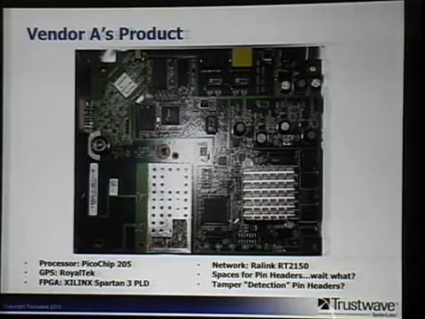This is Vendor A's product. I'll let Jack talk about Vendor A since he's the one who did a lot of the work tearing them apart. Sit down. Yes, sir. All right.